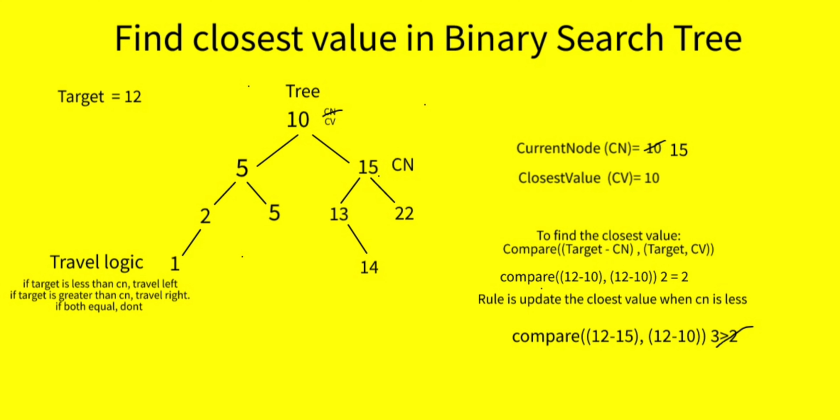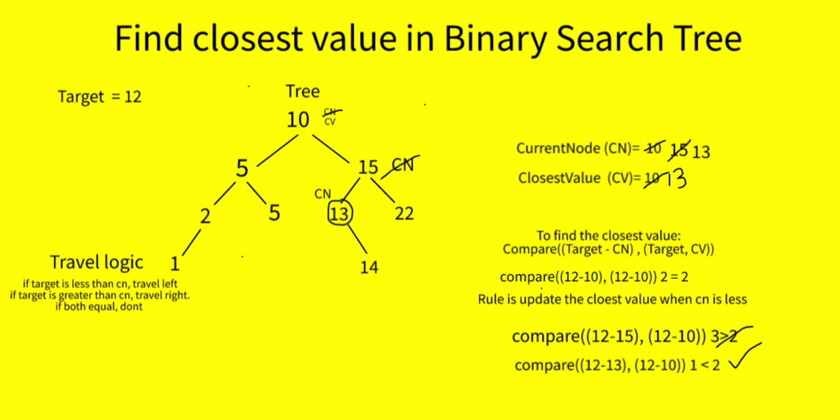So in this case also we don't need to update the closest. Now let's again travel the tree. Since 12 is less than 15, you have to travel towards left. So let me update my current node as 13. With the new current node value, let's find the closest to the target again by applying the formula. So now we are getting 1 and 2. So this is the proper case to update our closest value.